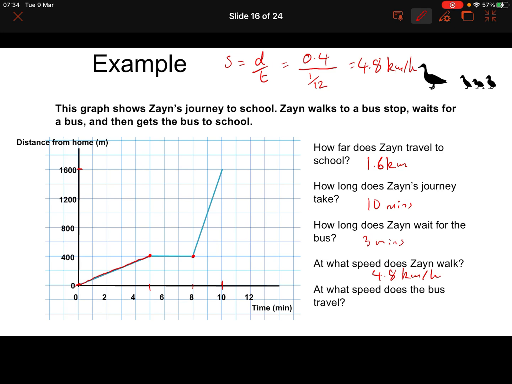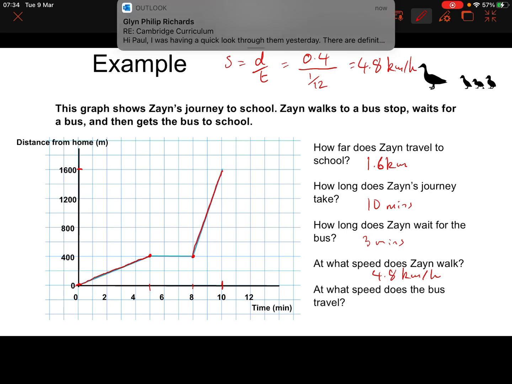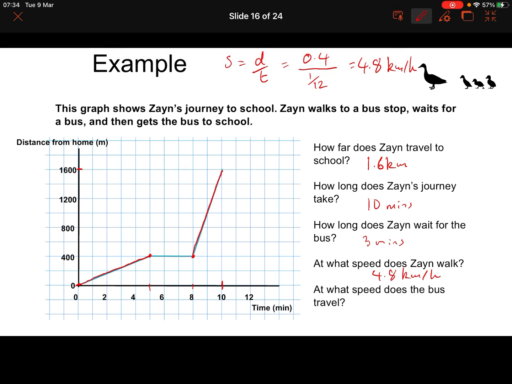At what speed does the bus travel? Well, this is the bit of the journey where he's on the bus. So again, how far has he actually travelled on the bus? I would say he's travelled 1,200 metres, which is basically the difference between these two values here. Let's just delete this. So, and let's turn that into kilometers. So 1.2 kilometres is how far he's travelled. That's 1,200 metres. In a time of 2 minutes.